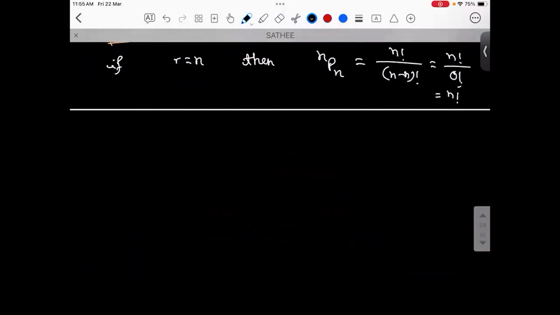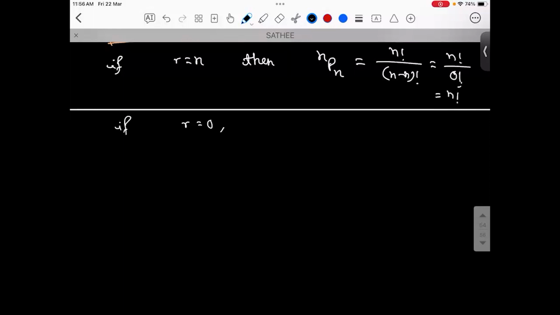Now what if r equals 0? First understand the case when r equals 0. That is, we are finding all possible permutations where we are choosing 0 elements at a time. That is, we are not picking any element. So what are the possible cases? We have n objects and we are not picking any of them. Clearly there is only one possibility, that we are not choosing any element. So it should be 1.